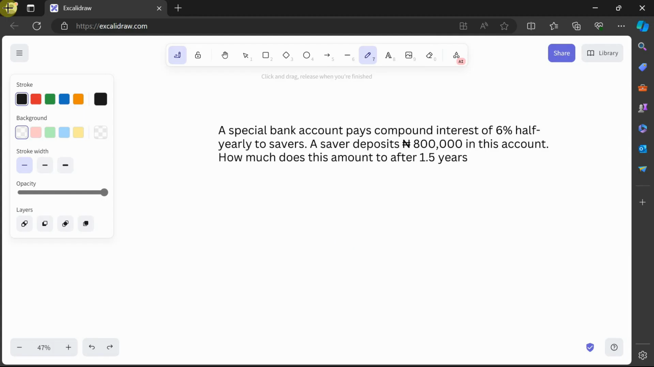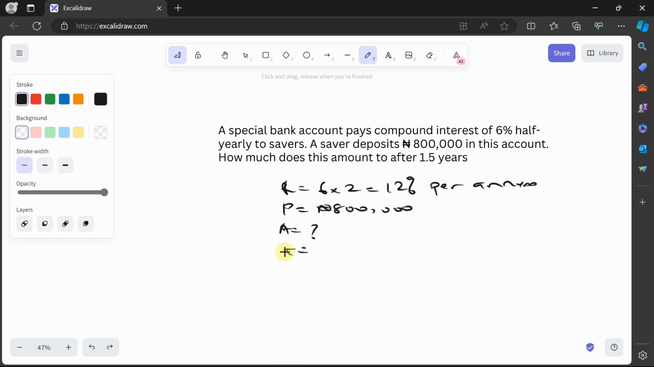So the first thing that you see in this question is that there is a rate given, but that rate is 6% half yearly. It's not the rate per annum, it is the rate per half year. So let's just convert it to the rate per annum for ease of computation. That will be 6 times 2, which is 12%. So the rate per annum is 12%. You should write it there and say this is 12% per annum. Let them know what you're saying. Then the principal the person is saving is 800,000. We want to find the amount A after T equals 1.5 years.